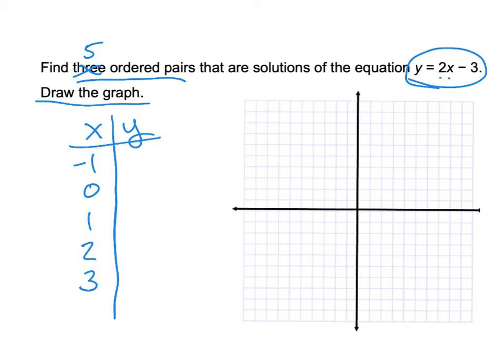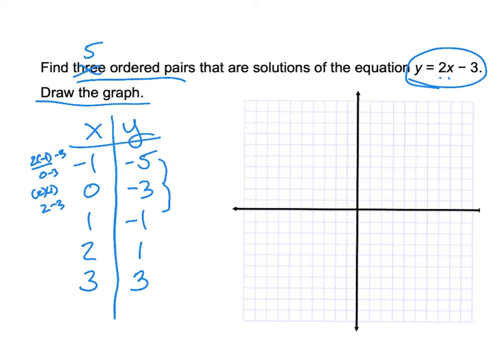So 2 times my x, and then I'm going to subtract 3. So 2 times -1 minus 3. So this is -2 minus 3 gives me -5. 0 minus 3 gives me a -3. 2 times 1 gives me 2 minus 3 gives me a -1. And again, you should see a pattern. I'm coming up 2 each time. So adding 2 more is going to give me a +1 and then a +3.